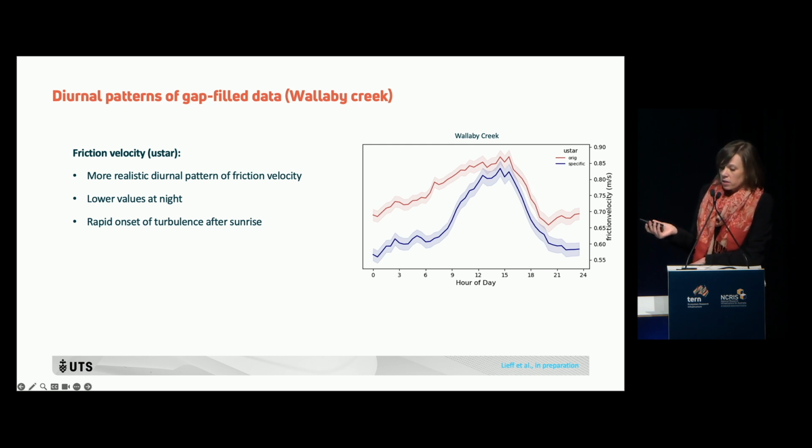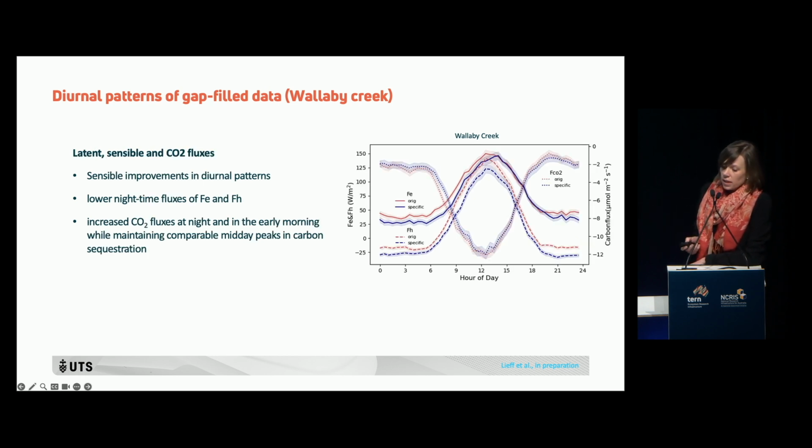on at the sites. And for latent and sensible heat and CO2 fluxes, it's not that stark of a difference, but it is sensible improvements. So you can see lower nighttime fluxes of latent and sensible heat, and you can see increase in CO2 fluxes at night and in the early morning, where we do maintain this comparative midday peak in carbon sequestration compared to the standardized sets of drivers.